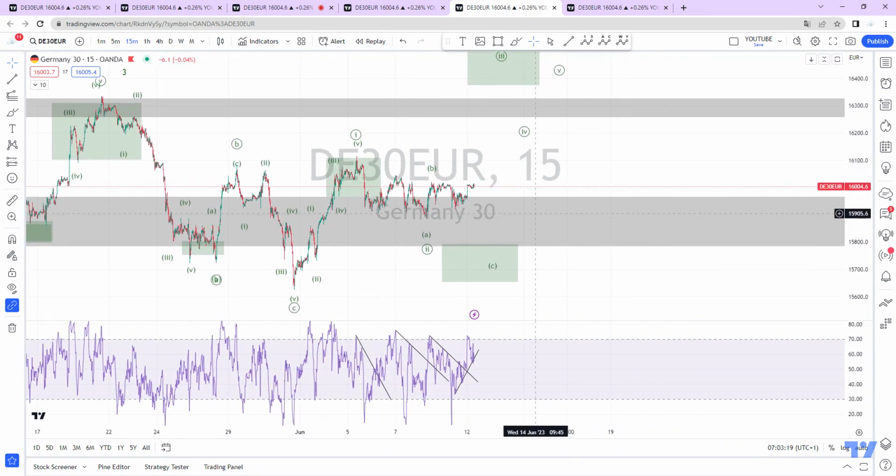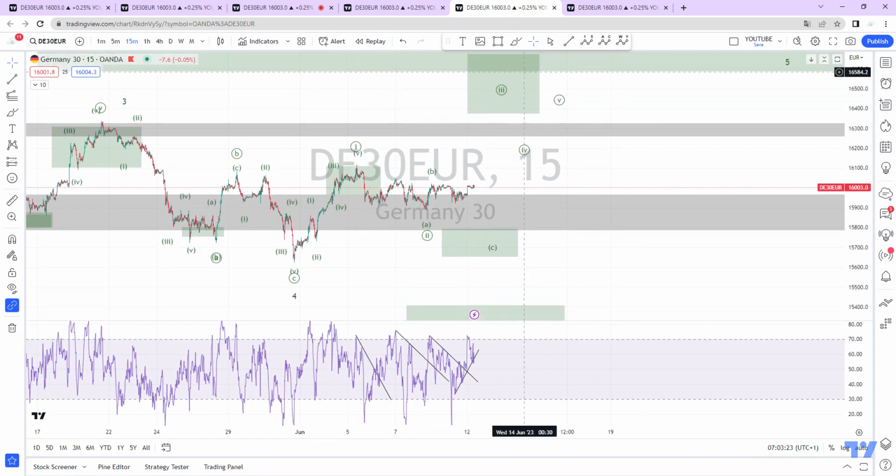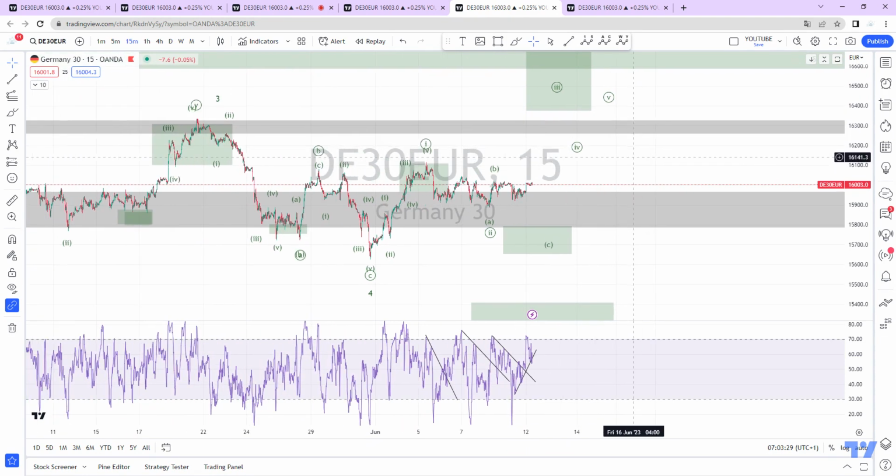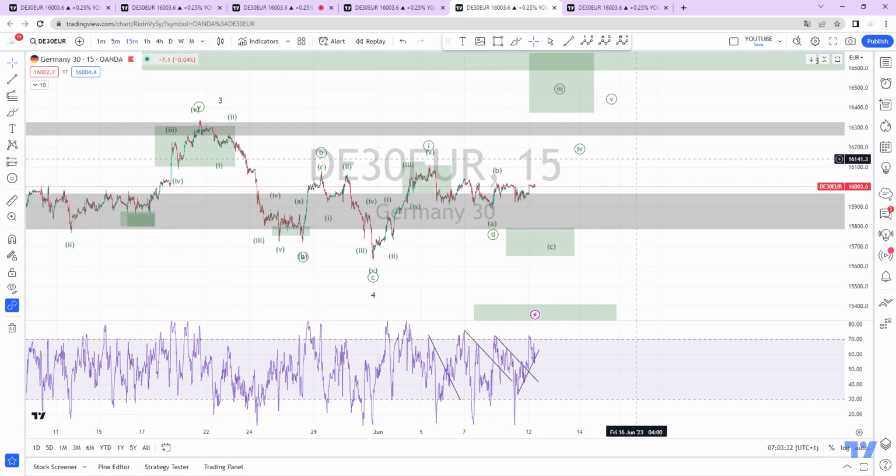So I'm waiting for this area to do a long. I'm waiting for this area to do a short. Let's see what the market gives us.